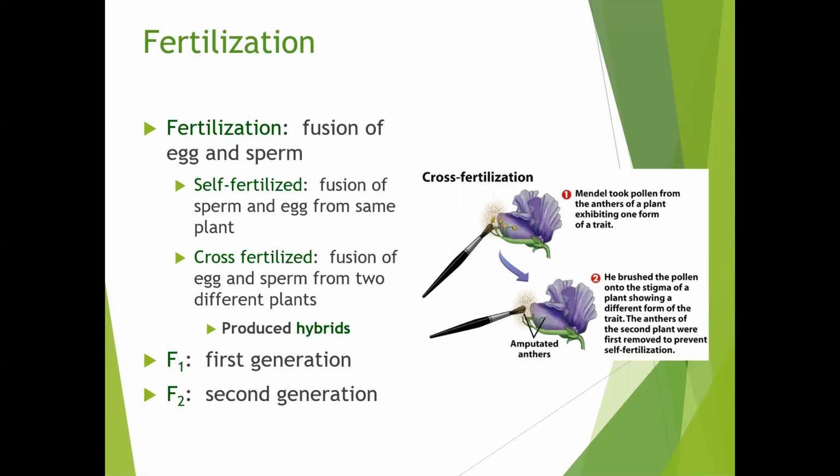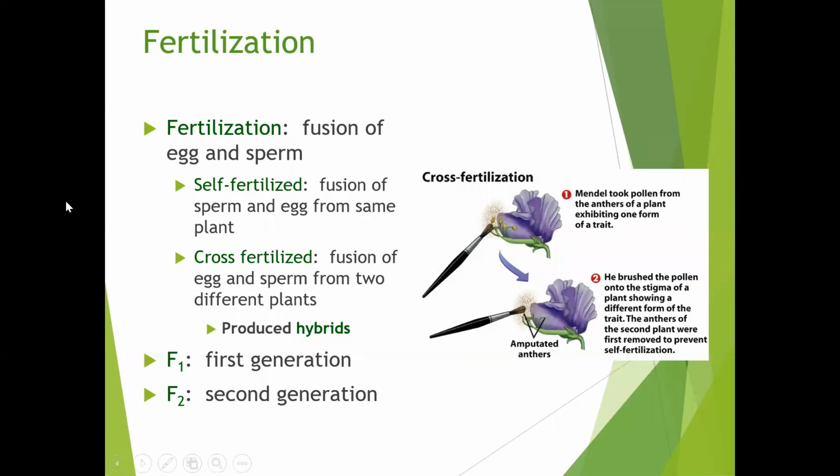Fertilization happens when that sperm and egg fuse, and it will become a zygote. I just talked about this a second ago, but self-fertilization means that sperm and egg from the same plant are going to be fertilized. So it's fertilizing its own parts, okay? So it's not going to come from a different genetic source.